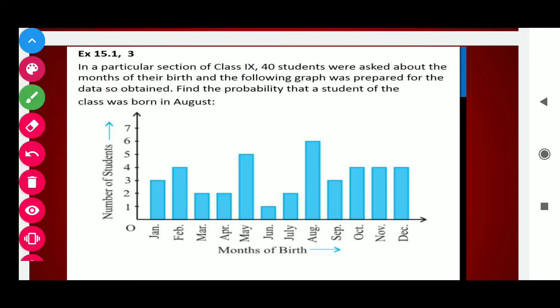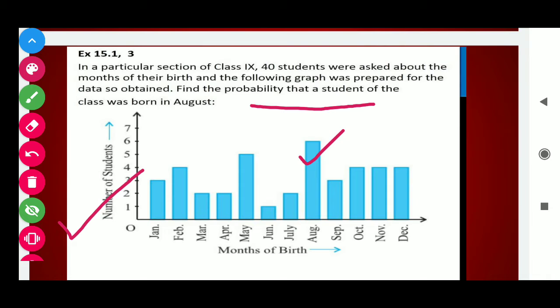In a particular section of class 9th, 40 students were asked about the months of their birth, and the following graph was prepared for the data so obtained. Find the probability that a student of the class was born in August. Students, there is a particular section of class 9th that has 40 students, and the 40 students were asked about the months of their birth. We have prepared a graph from the data. So we have to find the probability that a student of the class was born in the month of August.